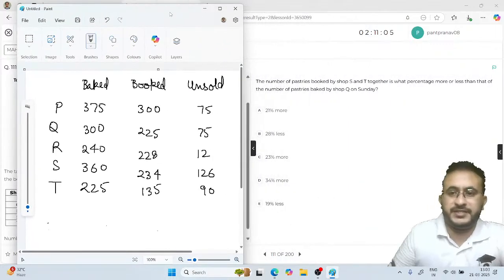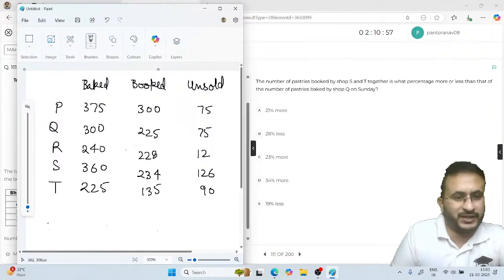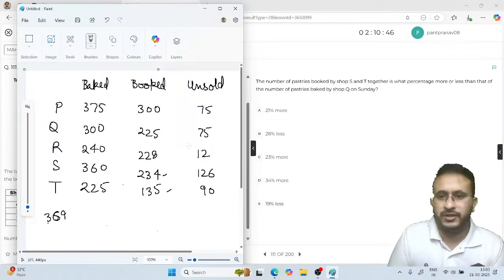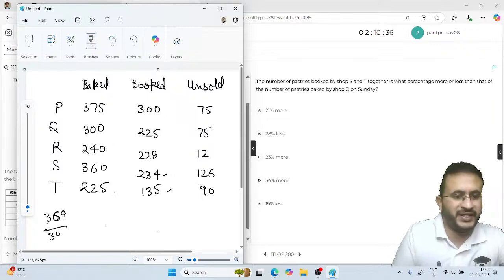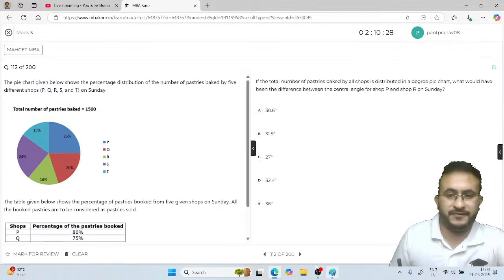The number of pastries booked by S and T together is what percent more or less than the number of pastries booked by shop Q. So S and T together, 369, sorry. And shop Q. So Q has booked and baked by. So you need to see the difference, right? Baked by Q. So this is 300. So 123%, 23% more. Okay, easy calculations. So this was basically filling the values.